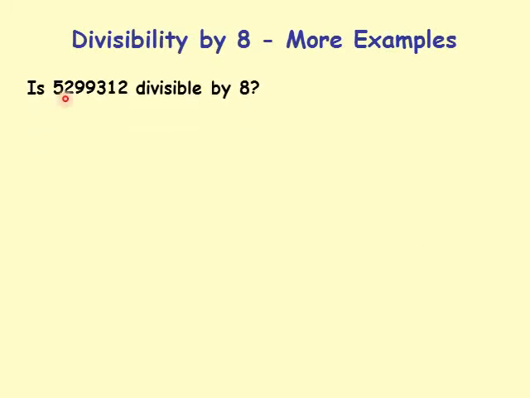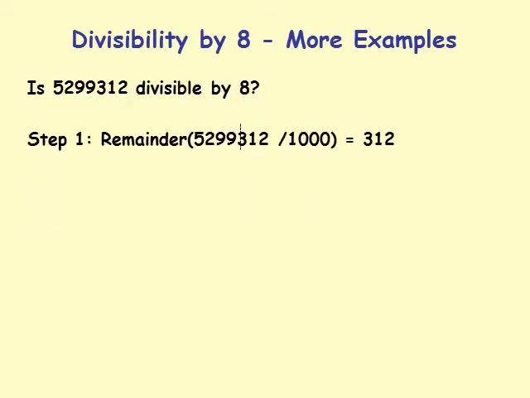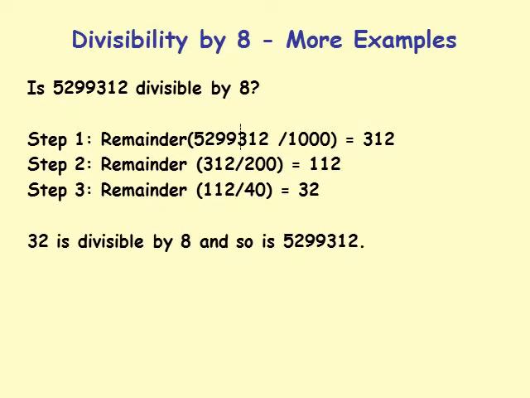Examples. Okay, is 5,299,312 divisible by 8? Let's continue. First, what we do is find the remainder of the number when we divide by 1000. Last three digits are 312, and that's the remainder. Let's continue. Then we take 312 and find the remainder when we divide that number by 200. That remainder is 112.